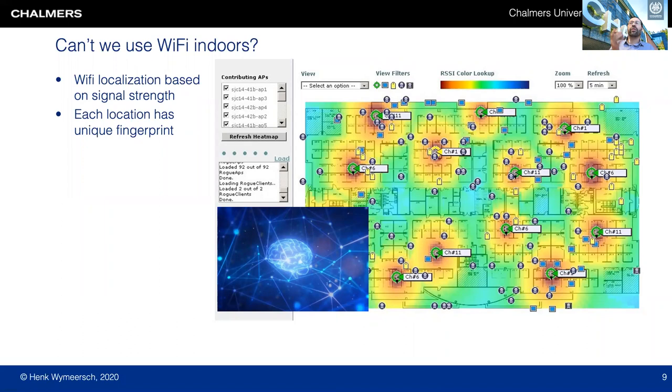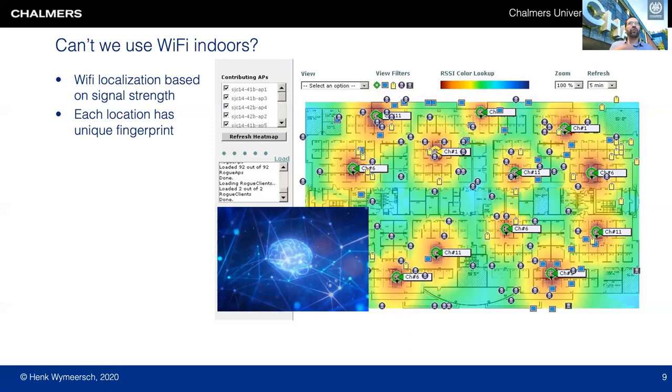So what people then typically do is something called fingerprinting, which means that someone in this environment would go to many locations, and in each location lists all the available Wi-Fi access points, their signal strength, and the location, and store this into a database. And then when a user goes into this environment, it just reads off the signal strength of all the access points and queries the database, and the database returns a position. So this is basically the concept of fingerprinting.